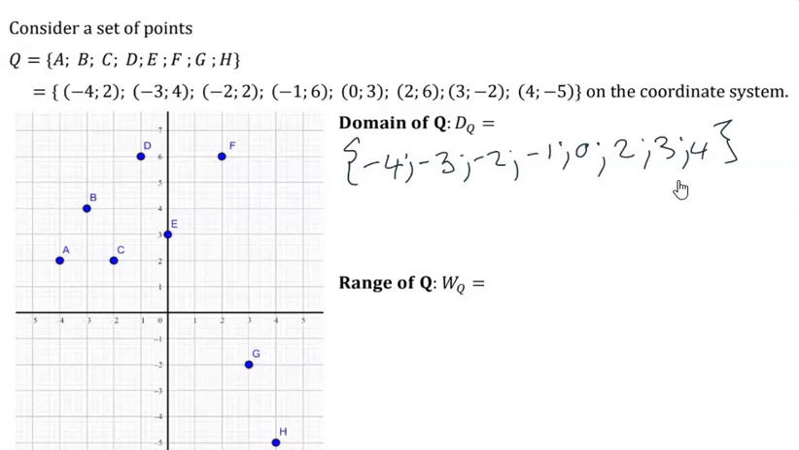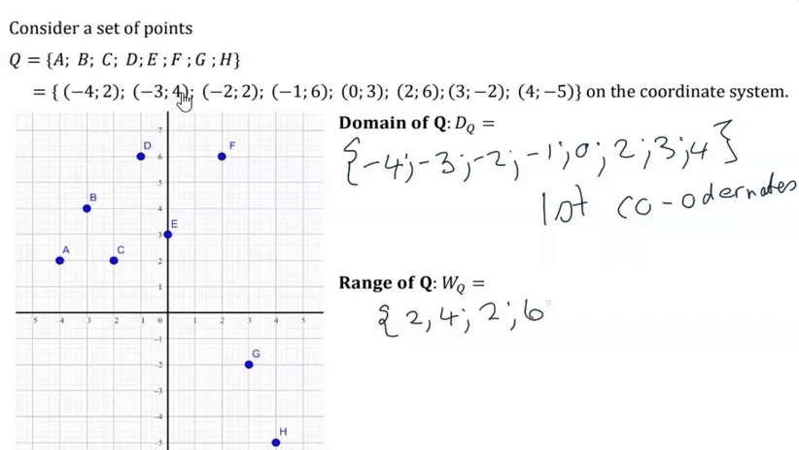The range will be all the y values or all the second coordinates. These are the first coordinates. If we look at the range, we see that now we look at the second coordinates and we can list it: first, 2, 4, 2, 6, 3, 6, -2, and -5.